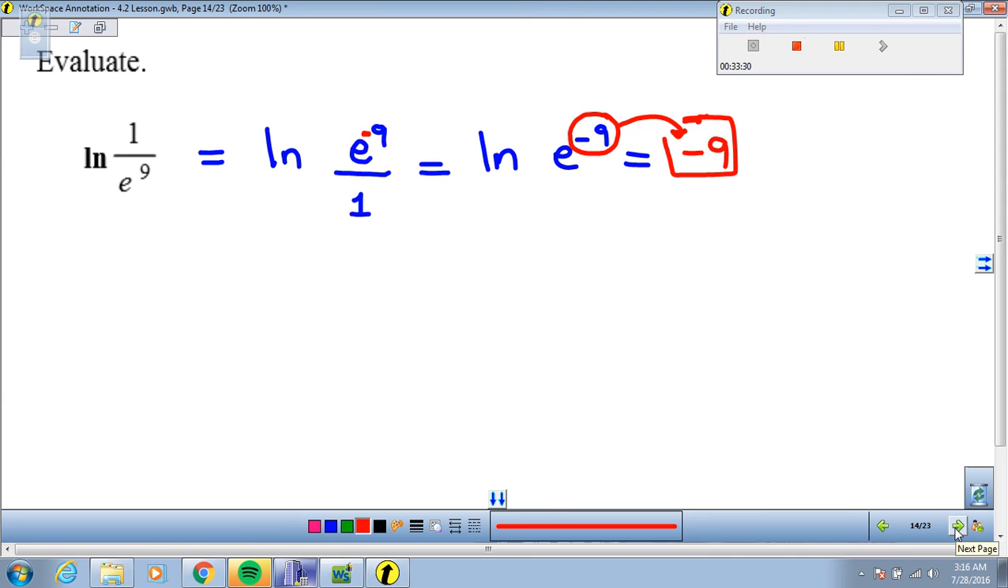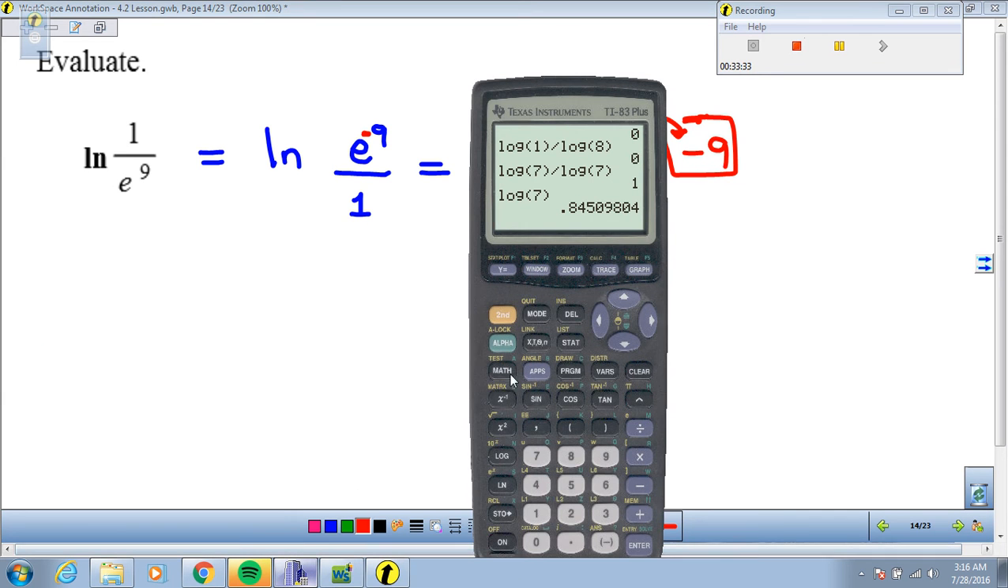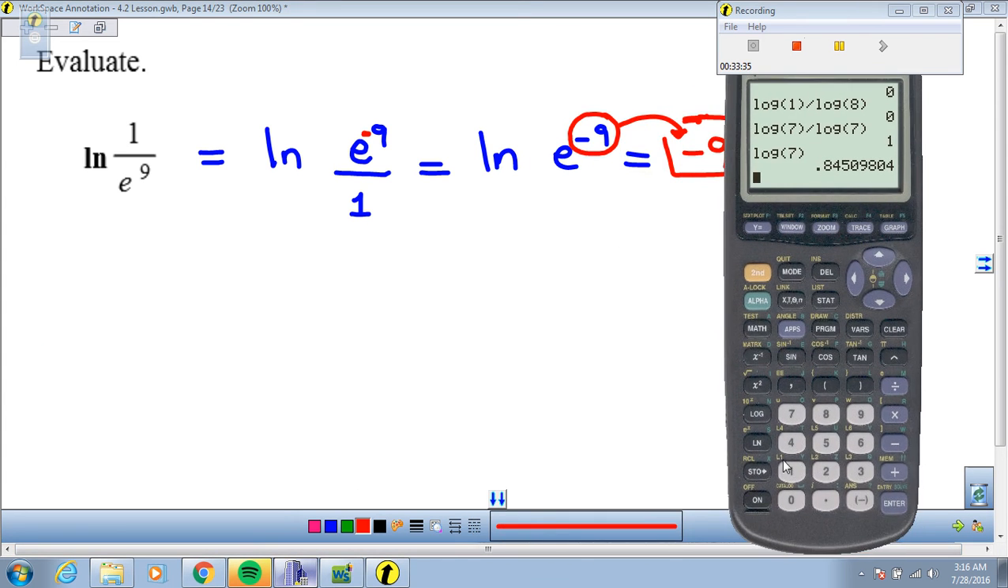Now for the ln, where is the ln? Ln is right here. Ln of 1 divided by e to the 9th power. Close the parentheses at the end for the first parenthesis you opened.